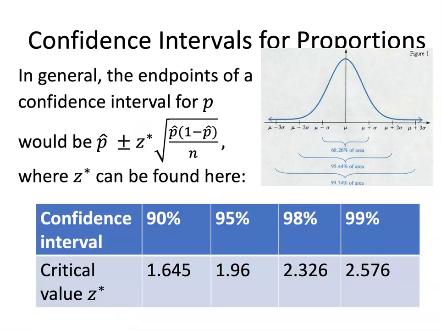In general, the endpoints of a confidence interval for p would be p hat plus or minus z star times the square root of p hat times 1 minus p hat over n. And that's where z star can be found over here.